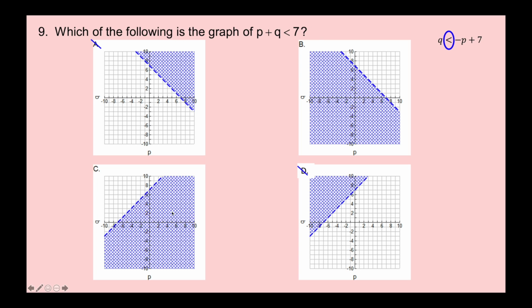Between B and C, the next thing I'll look at is the fact that this is a negative slope. A negative slope is going to look like it does in B. C definitely has a positive slope, so C is out, and B would be our answer on number 9.